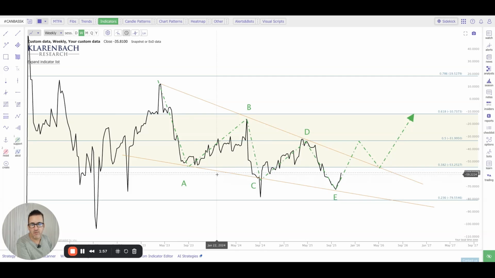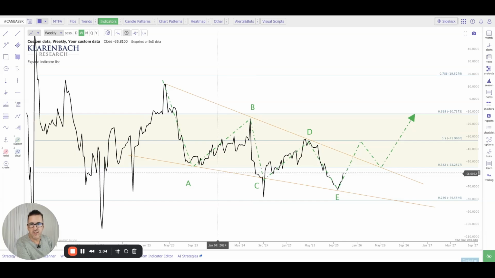I think we're seeing an improvement on the basis. Of course, the canola chart is improving also. I think we will see 640 to 660 on canola, and the basis could be a big part of that.